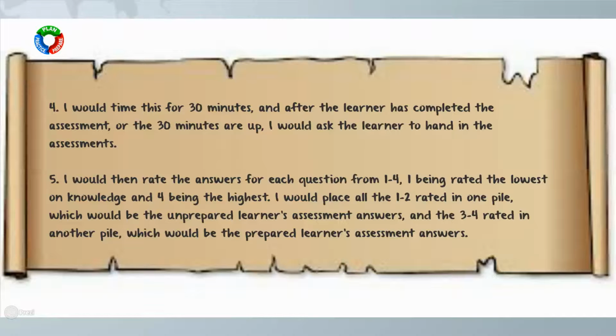I would then rate the answers for each question from 1 to 4, 1 being rated the lowest on knowledge and 4 being the highest. I would place all the 1 to 2 rated in one pile, which would be the unprepared learner's assessment answers, and the 3 to 4 rated in another pile, which would be the prepared learner's assessment answers.